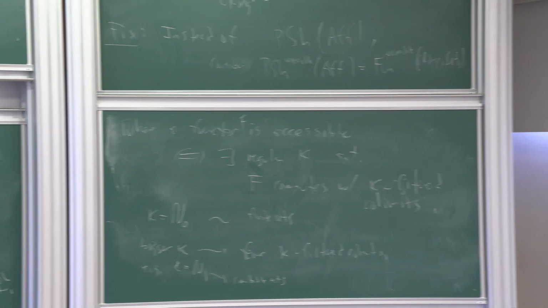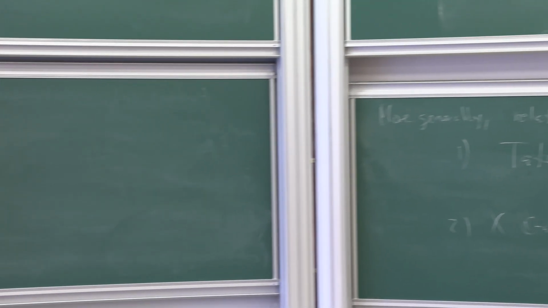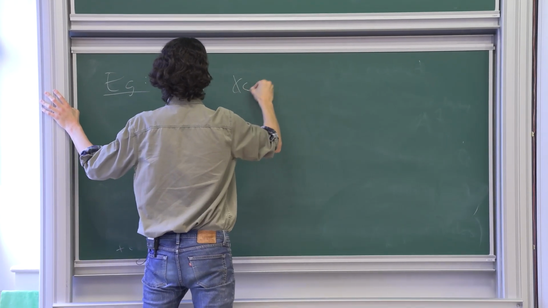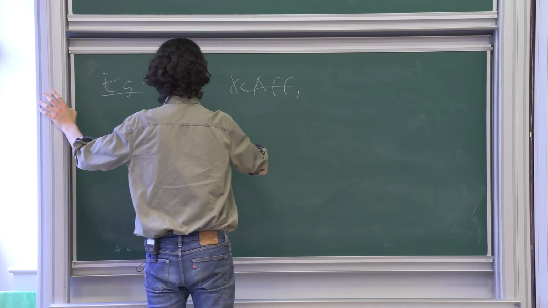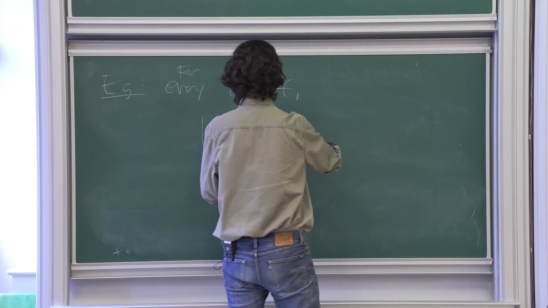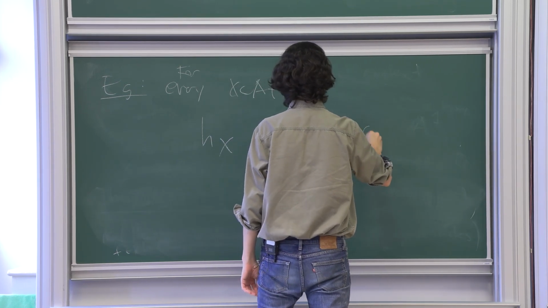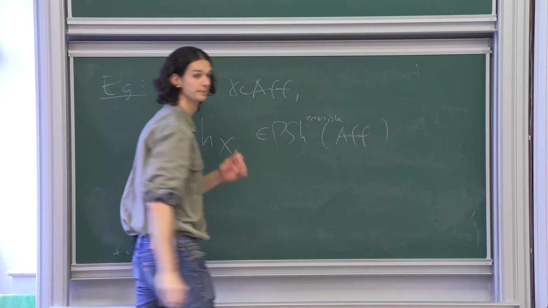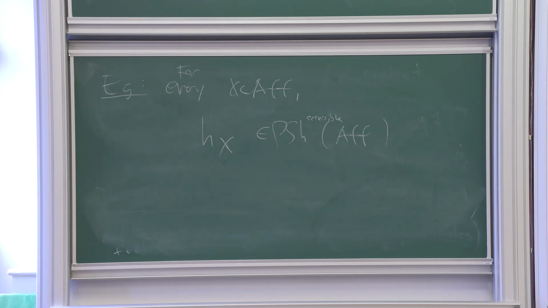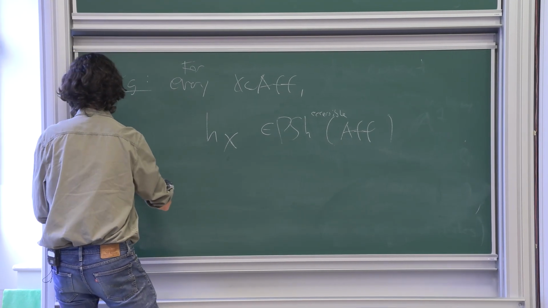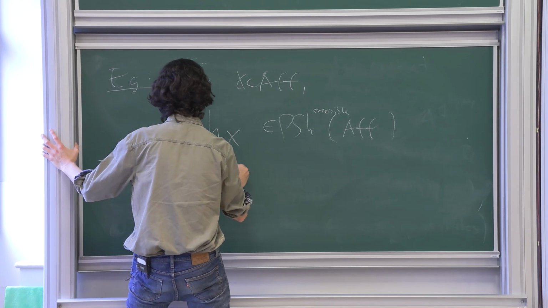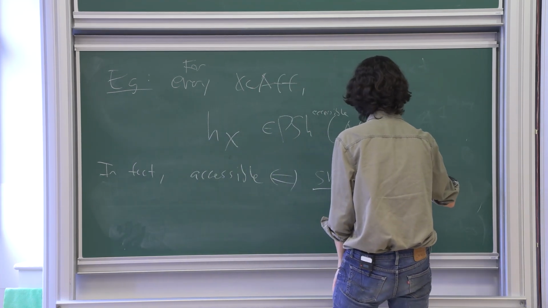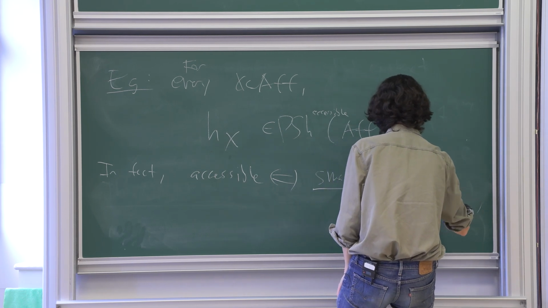So the nice thing is that for every x in AF, its image under the Yoneda embedding is always accessible. And in fact, accessible is equivalent to being a small colimit of representable functors, HXs.